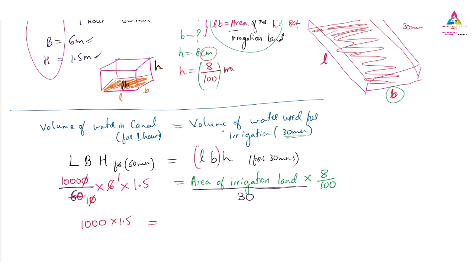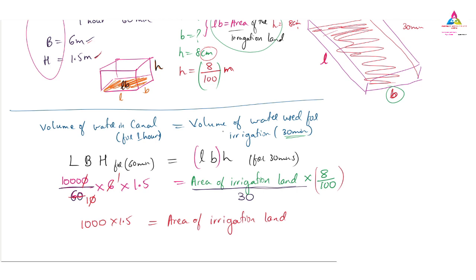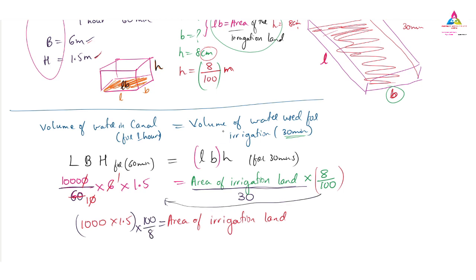On the other hand we have 30 and 8. So here I will write area of irrigation land, and this 8 by 100 that we have, we will bring it to the right hand side. So what will happen if we bring things on the left hand side? It will be reciprocal. So the 8 by 100 will become 100 by 8.